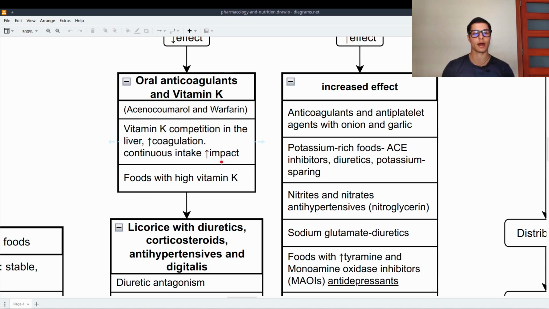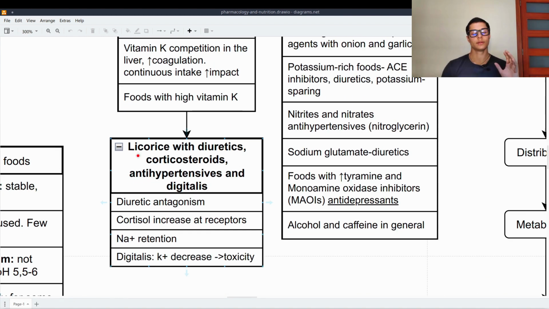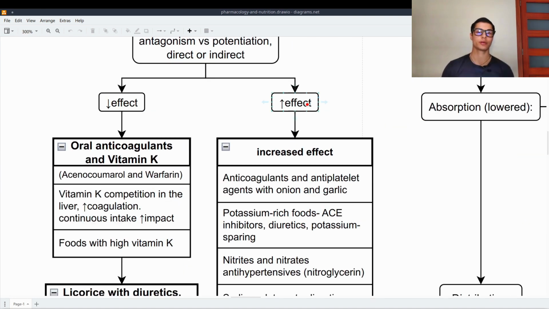Continuous intake will have a higher impact. Therefore, we have interactions with foods that are high in vitamin K. Then we have licorice and diuretics, corticosteroids, antihypertensives, and digitalis. The licorice is a diuretic antagonist. Licorice also increases cortisol at receptors, interacting with corticosteroids. Then there is also sodium retention, which interacts with antihypertensives, and with digitalis, we have a potassium decrease that will cause toxicity.